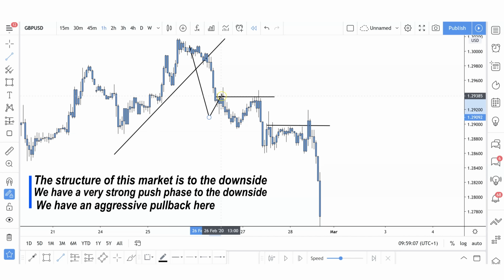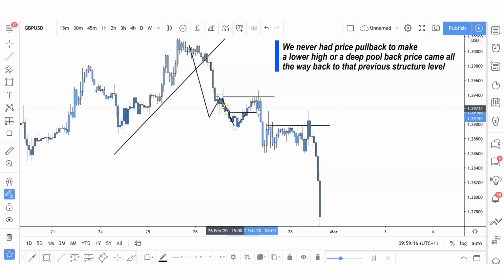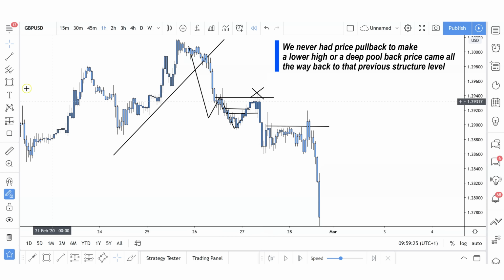We have an aggressive pullback here, as in our first example. Another push phase, lower low, and then look what happens. We never had price pull back to make a lower high or a deep pullback. Price came all the way back to that previous structure level. We see the reaction from this level, and now we have a strong push phase to the downside.